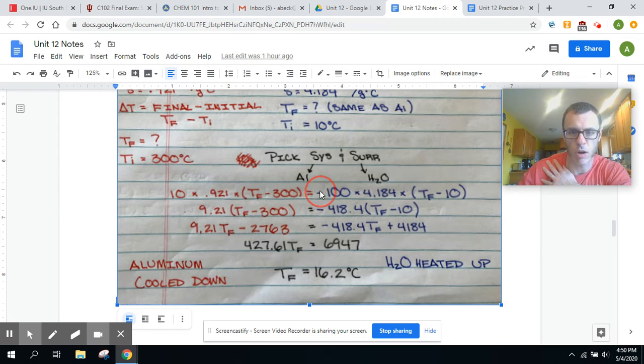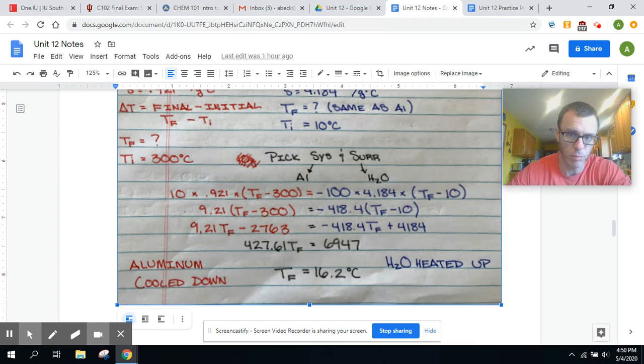Then we move over here. This is your surroundings, your water. Notice the negative. Please, please, please notice the negative. That is going to be important. Our mass is 100, 4.184, TF, we don't know it yet, minus 10. And so we just crush through some algebra. I've tried to go through it real slowly. 10 times 0.921, we get this. Negative 100 times this, we get this. We get our TFs, then we can put the TFs together and the ones that don't have the variable together. And what we find is that final temperature is 16.2 degrees Celsius.